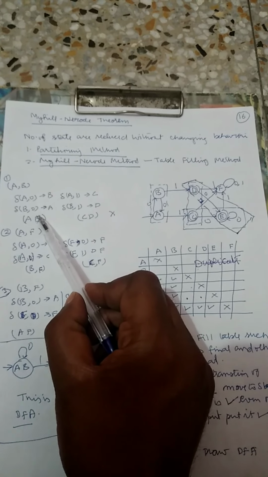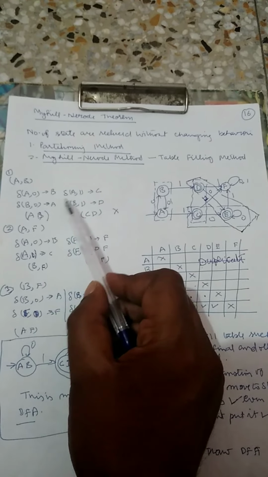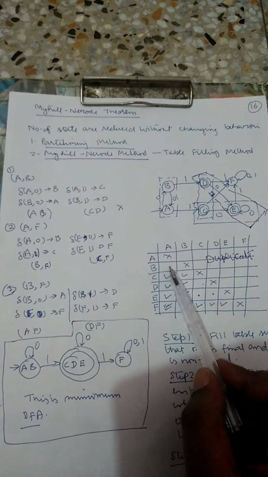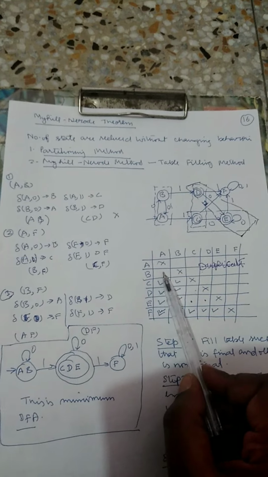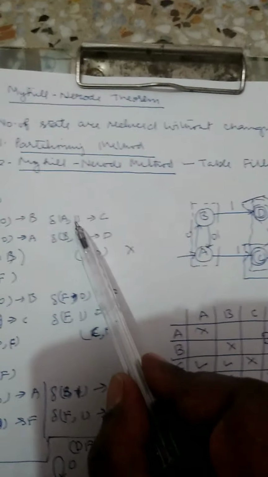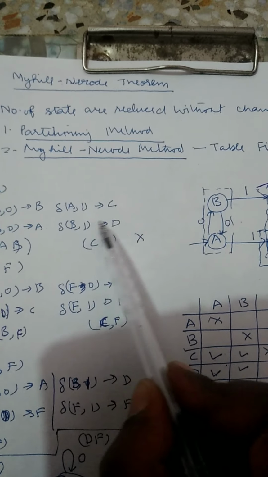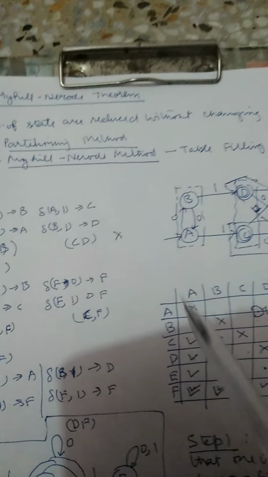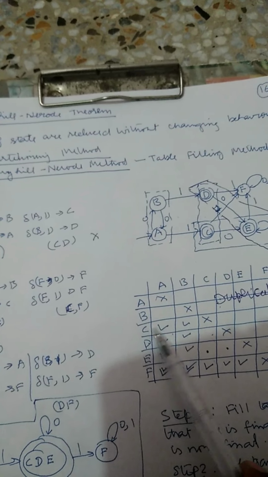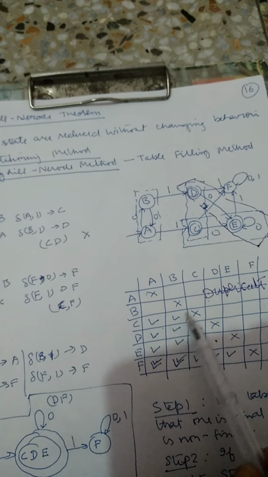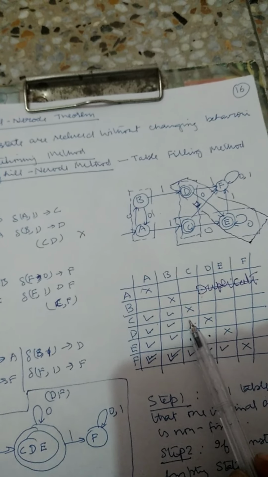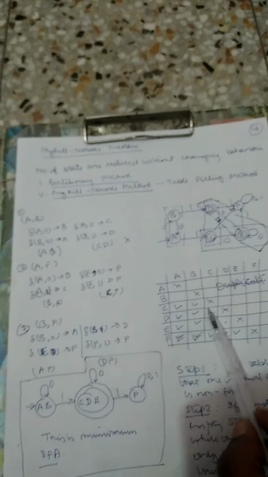So AB, we check AB, it's empty, so we leave it empty. A on 1 leads to C, B on 1 leads to D, so CD. We check the state C and D, and C and D is empty, so we leave it empty. This we leave empty.